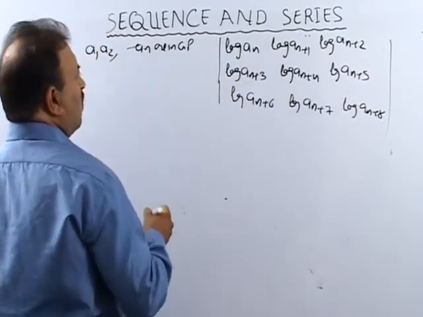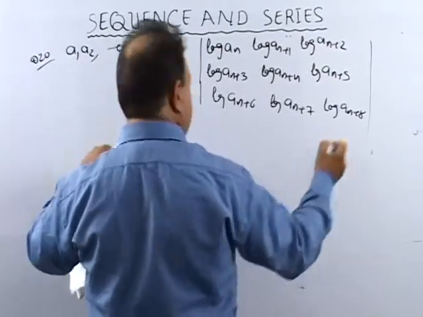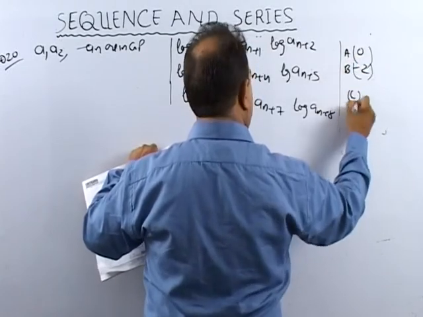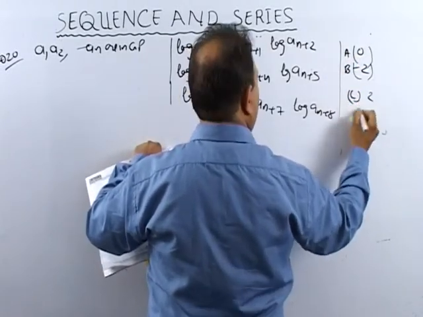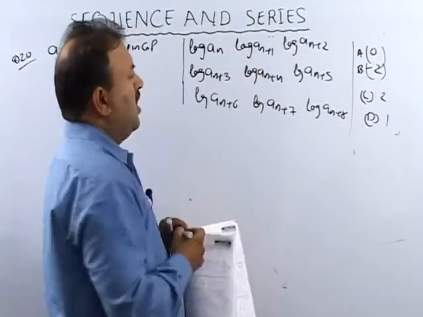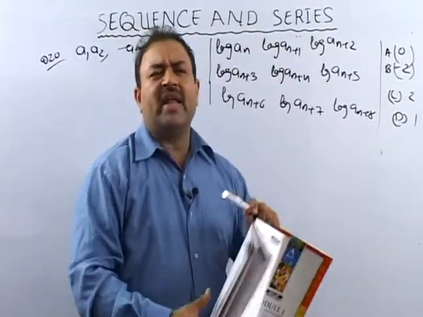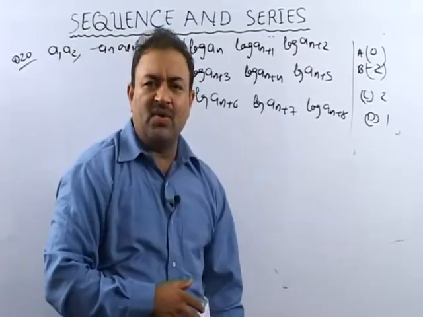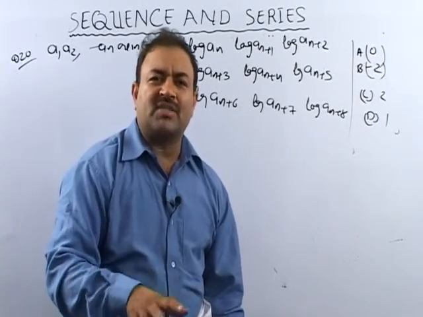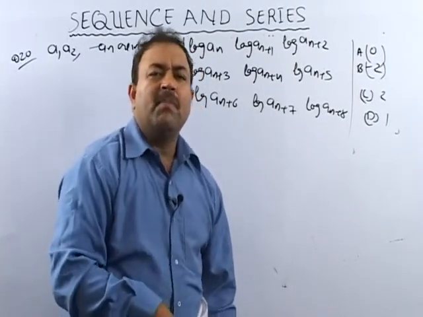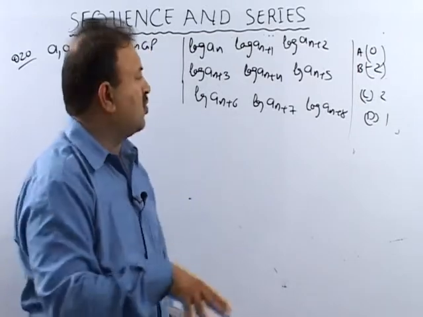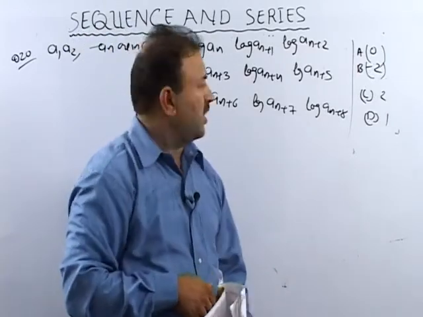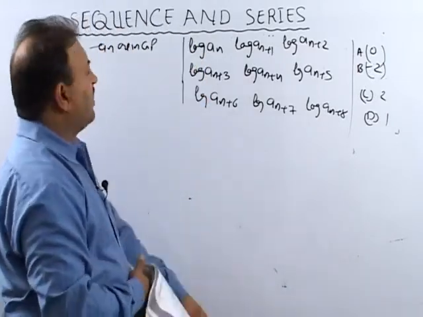We have been given four options: A is 0, B is minus 2, C is 1, and D is 2. A simple straightforward technique, with my own experience, is that whenever a determinant question comes, mostly the answer comes out to be 0. But we'll check the actual method also. Anyhow, we just try this method.